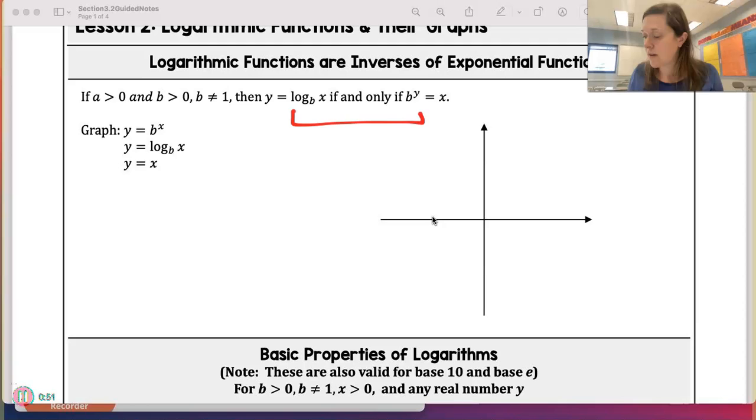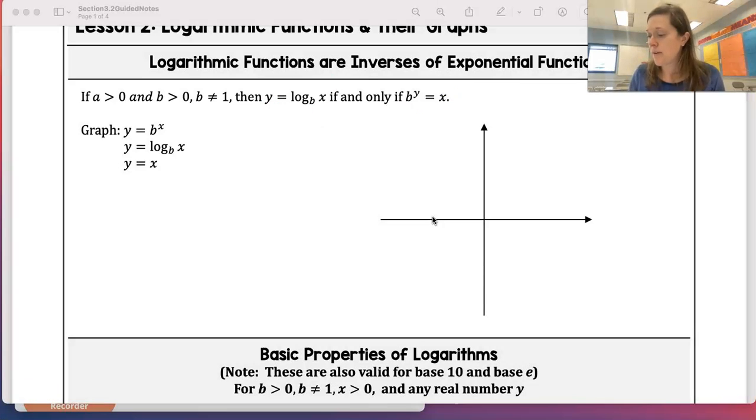So the base of your log becomes the base of your exponent. The y, or the output of your log, becomes the exponent of your base, and then your x, your input, becomes the output of your exponential, which makes sense, right? Because you switch your input and your output for your inverses.